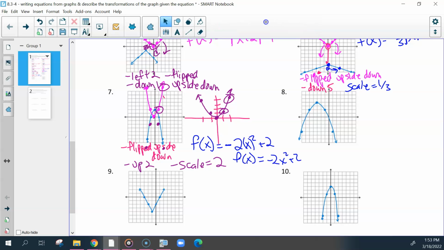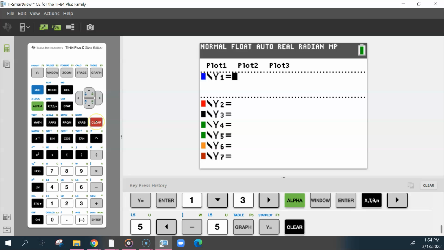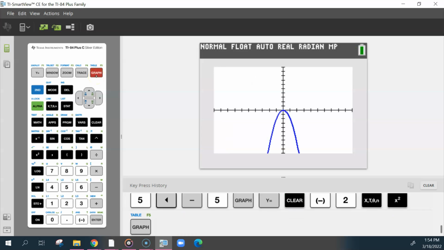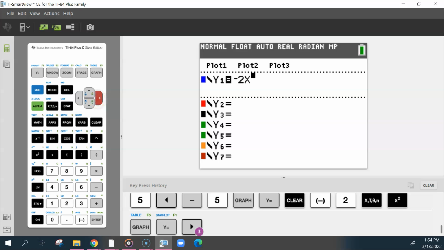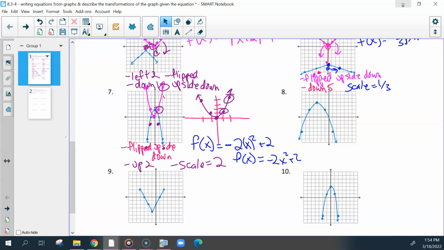So if I put this in, this should match. So y equals negative 2x squared. Oh, it was also moved up. So it was moved up 2, it was vertically stretched by 2, and it was flipped upside down.